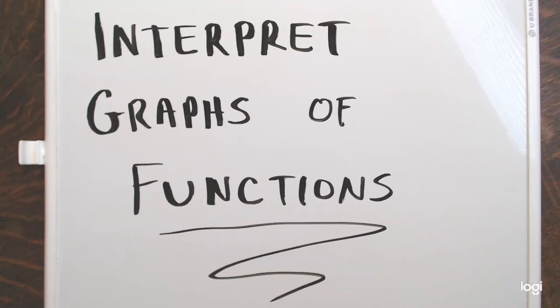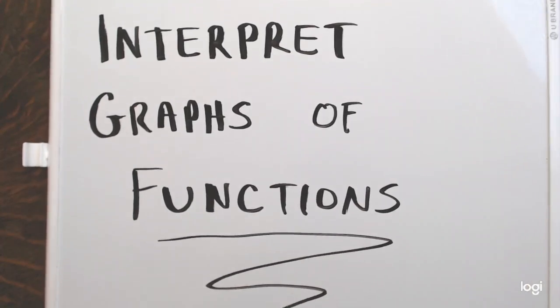So really, we could use that graph, if we were to show the graph to someone who hadn't read the problem, that person could interpret that graph and figure out what happened in the problem. So I think that's why the heading here is interpret graphs of functions. Alright, so let me begin.